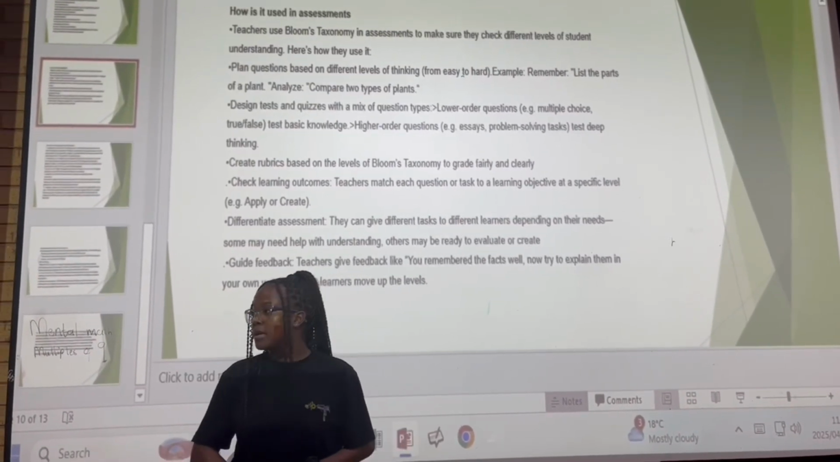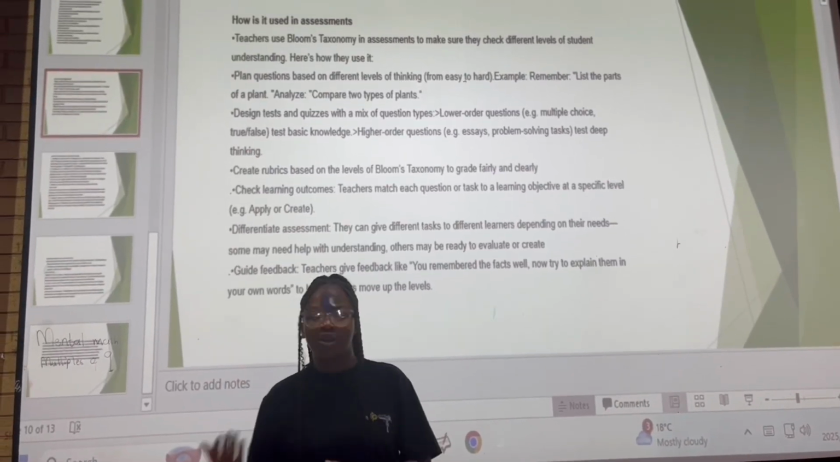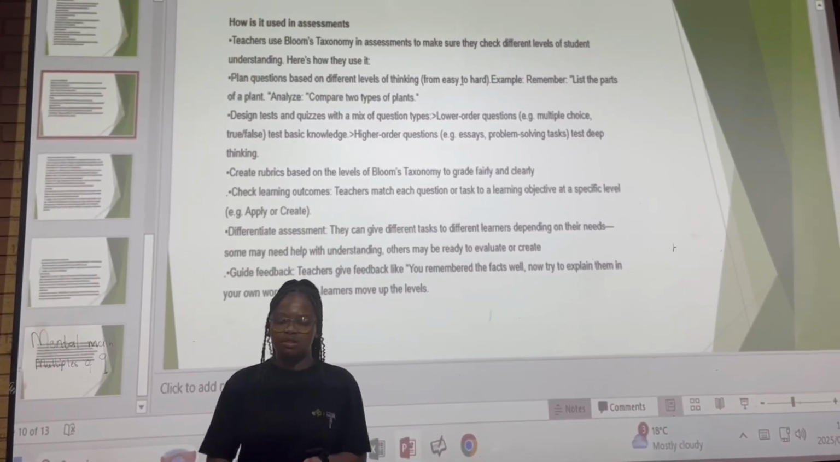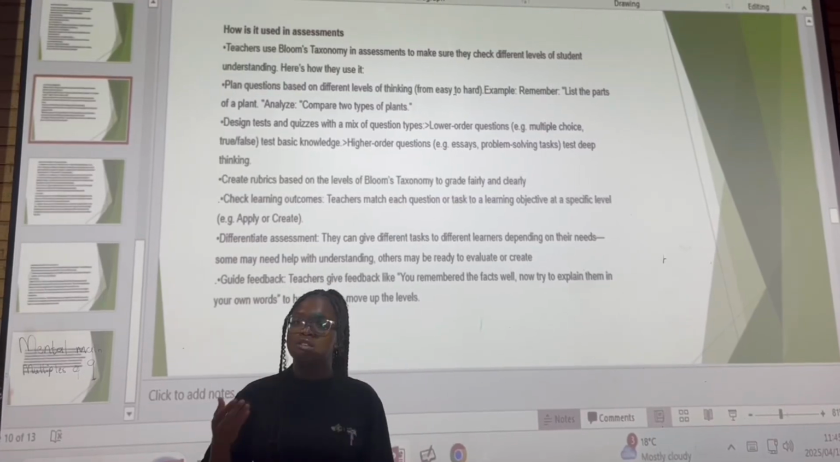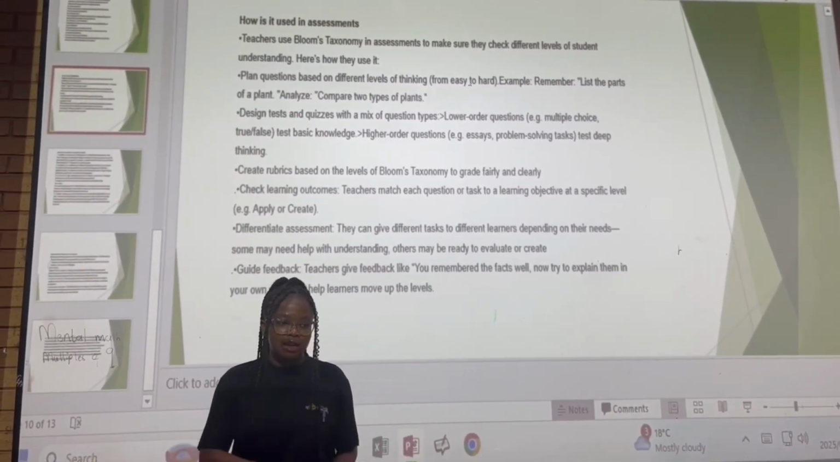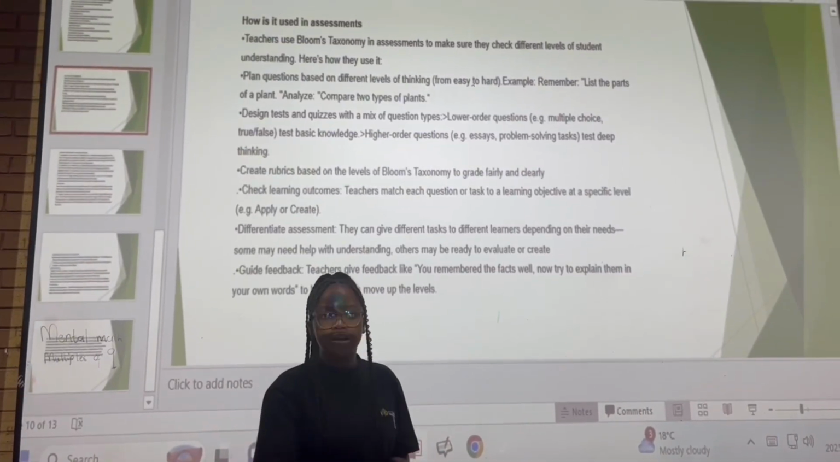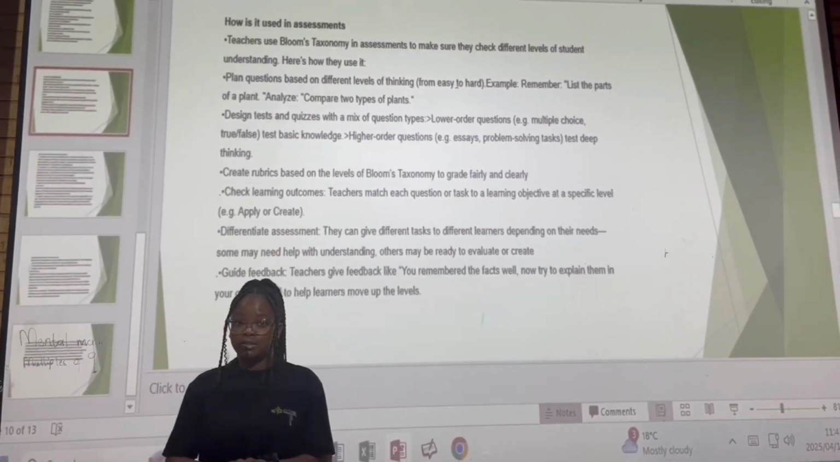I'll be continuing with how Bloom's taxonomy is used in assessments. Teachers use Bloom's taxonomy in assessments to make sure that they check different levels of student understanding. Here's how they use it. They plan questions based on different levels of thinking, from easy to hard. For example, under remembering, they can say list the parts of a plant, and under analyzing, they can say compare two types of plants.